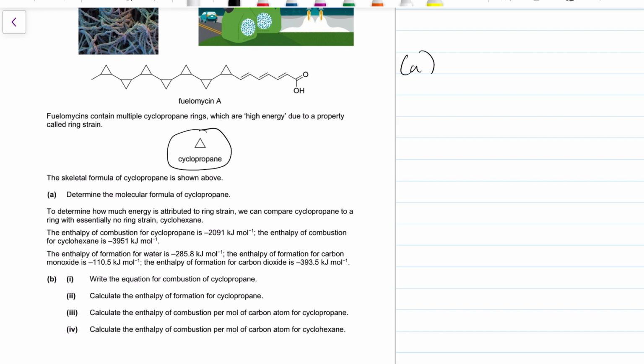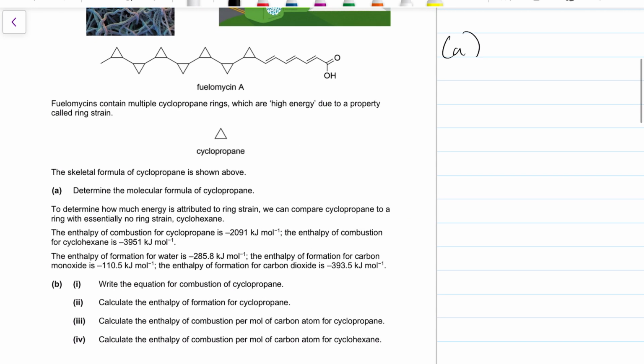They've given us the formula, so let's just draw this out. The skeletal formula, and then we know that each carbon's forming 2 bonds to other carbons. Each carbon's going to form 4 bonds in total, so it must form 2 other bonds to hydrogens, and that gives us our molecular formula of C3H6. So a nice simple start to the question.